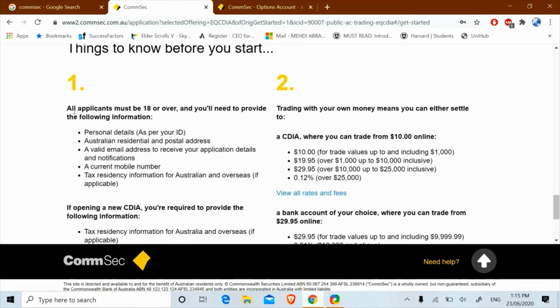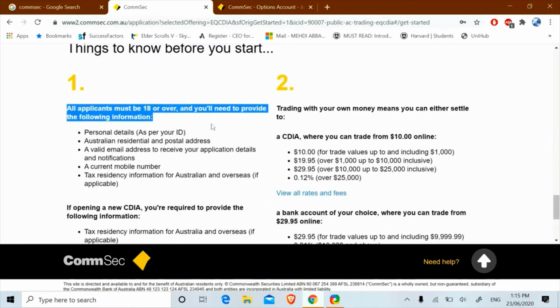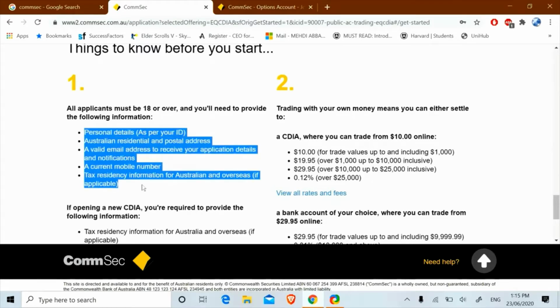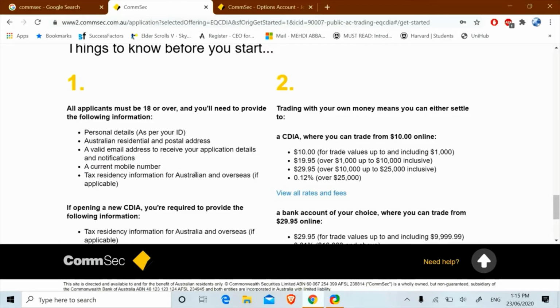You must follow these things. You have to be 18 in order to create one of these accounts. If you're not yet 18, you can get your parents to open up an account, and you can trade within that account. It needs all your identification and also tax file numbers and everything.